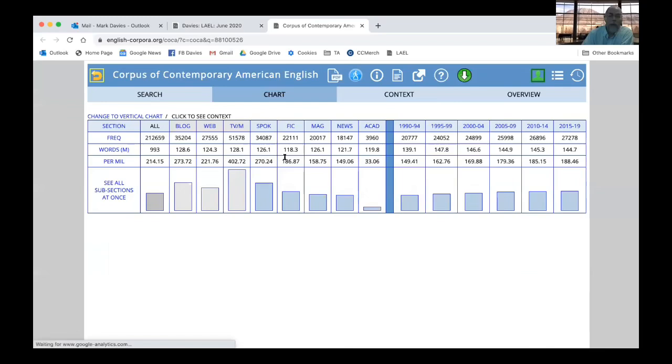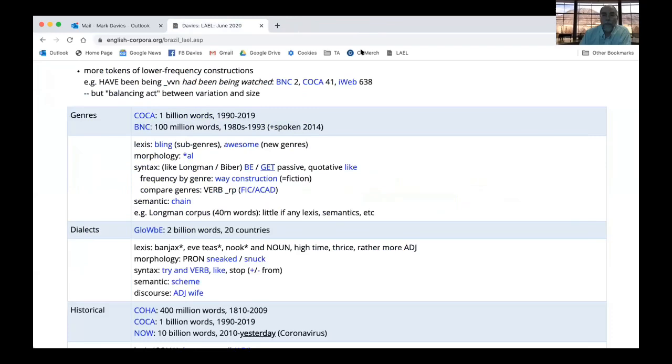And then kind of the alter ego of the be passive is the get passive. So, you know, John got fired from his job as opposed to John was fired from his job. And what's interesting here is how the get passive decreases in frequency between informal and formal genres. So there's kind of this seesaw, tug of war going on between the be passive and the get passive. And the get passive, bit by bit, is killing off the be passive.